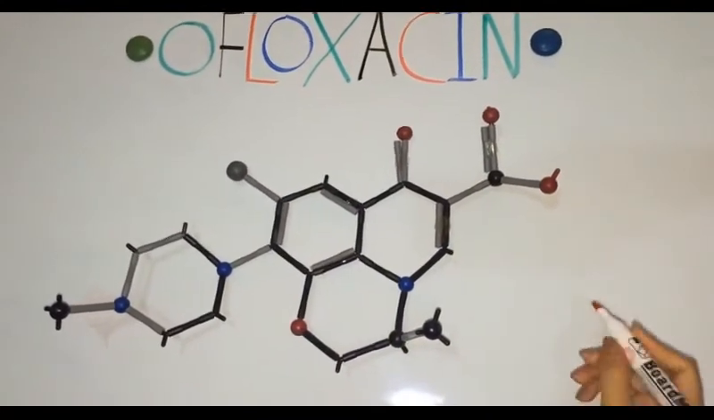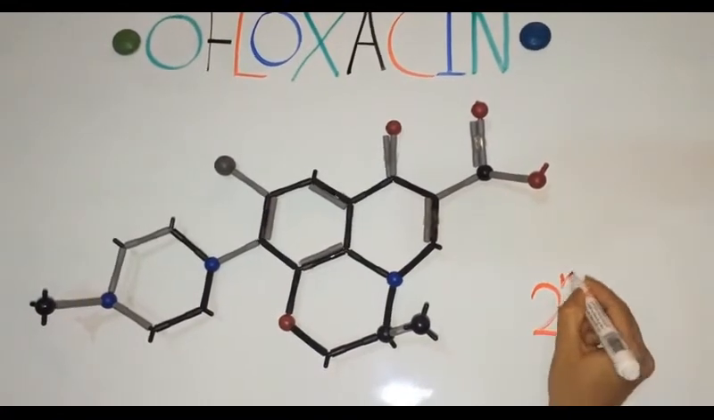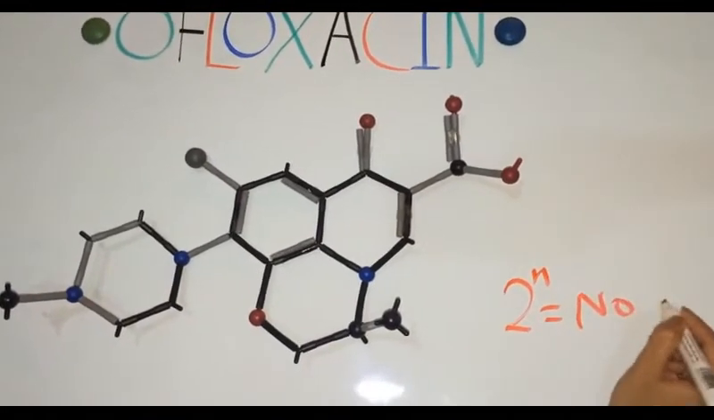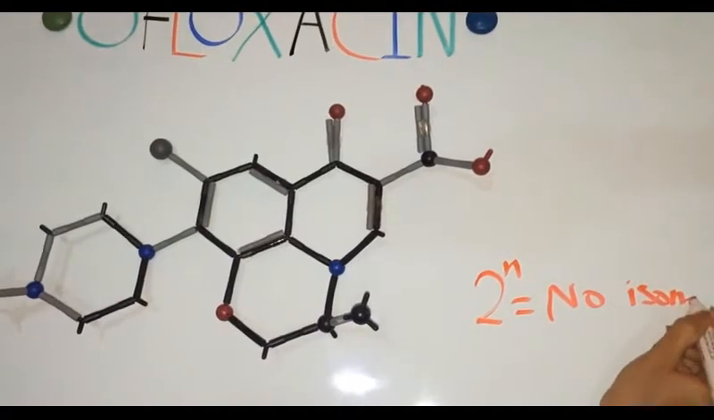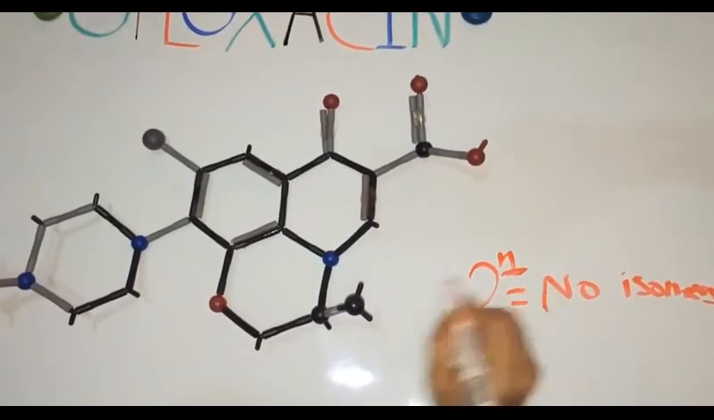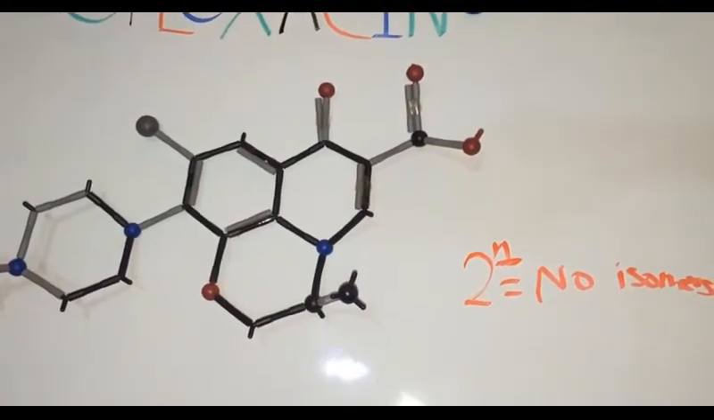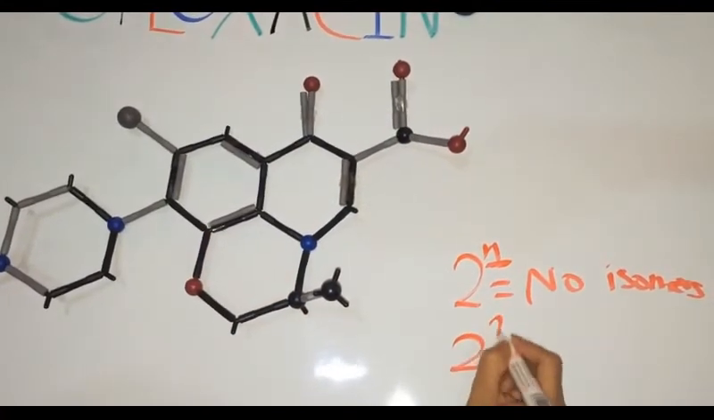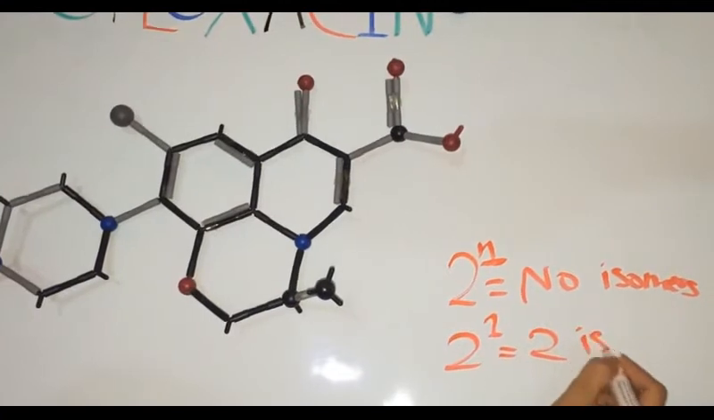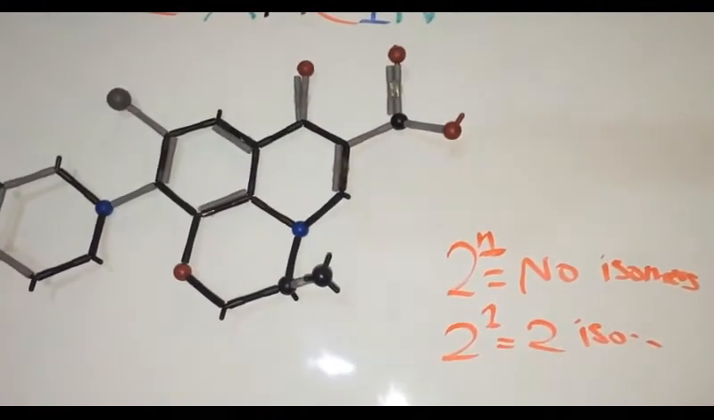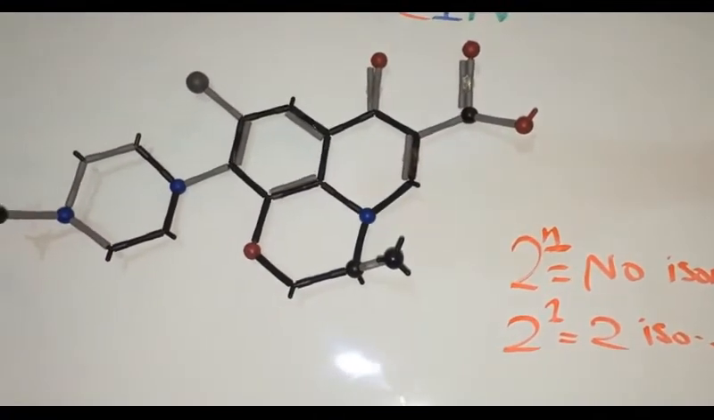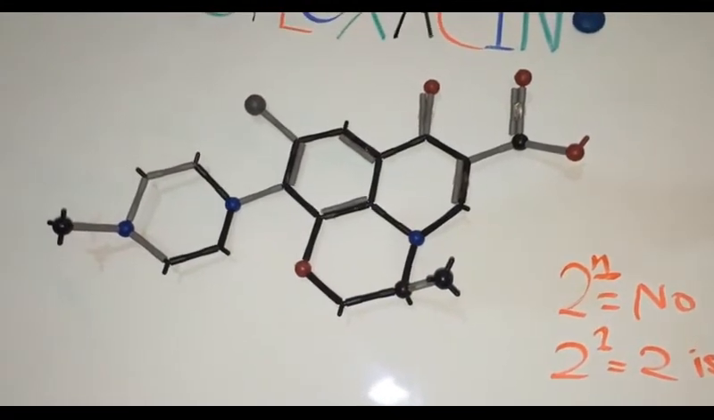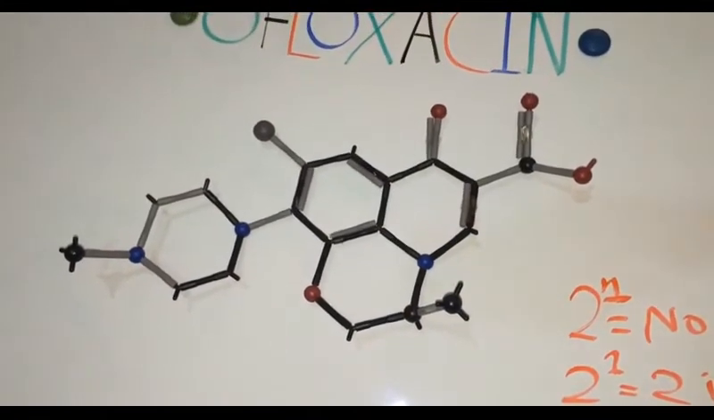Isomers of ofloxacin. According to the law which gives us the number of isomers, 2 to the power N, where N is the number of chiral centers, and since ofloxacin has only one chiral center, it has two isomers. These isomers are dextrofloxacin and levofloxacin, and both are mirror images, not superimposable.